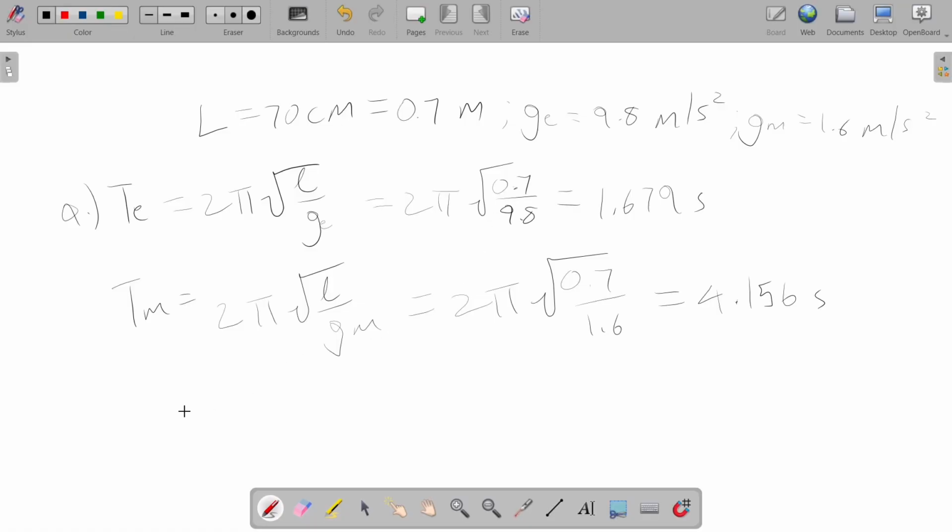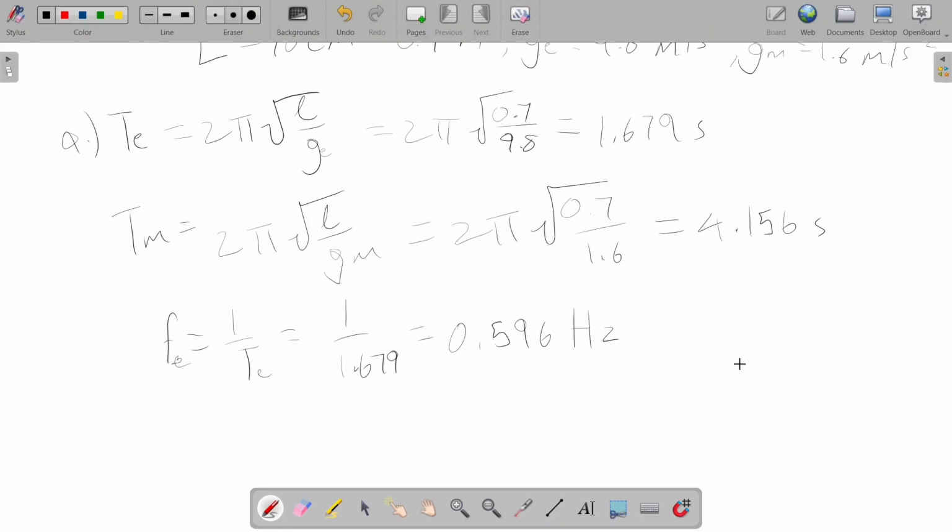It's basically just going to be f equals 1 over T. So we can say f_e is equal to 1 over T_e. So we say 1 over 1.679. And what do we get? We get a frequency of 0.596 hertz.